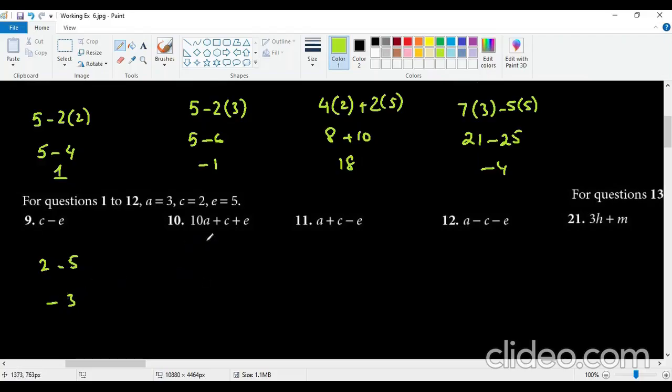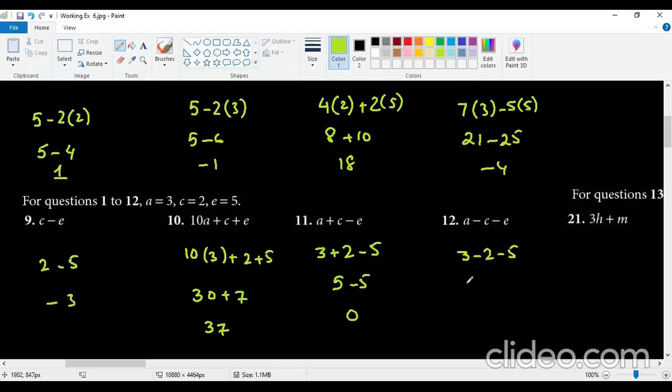When it comes to question number 10, 10 times a, where a is 3, plus c, where c is 2, and plus e, where e is 5. That means it's going to give you 30 plus 7, so it's going to be 37. Now a is 3 plus c is 2 minus e is 5. That means 5 minus 5 is going to give you a 0. Then comes a is 3 minus c is 2 and minus 5. Now this is going to give you 3 minus 7. So the final answer is going to be negative 4.